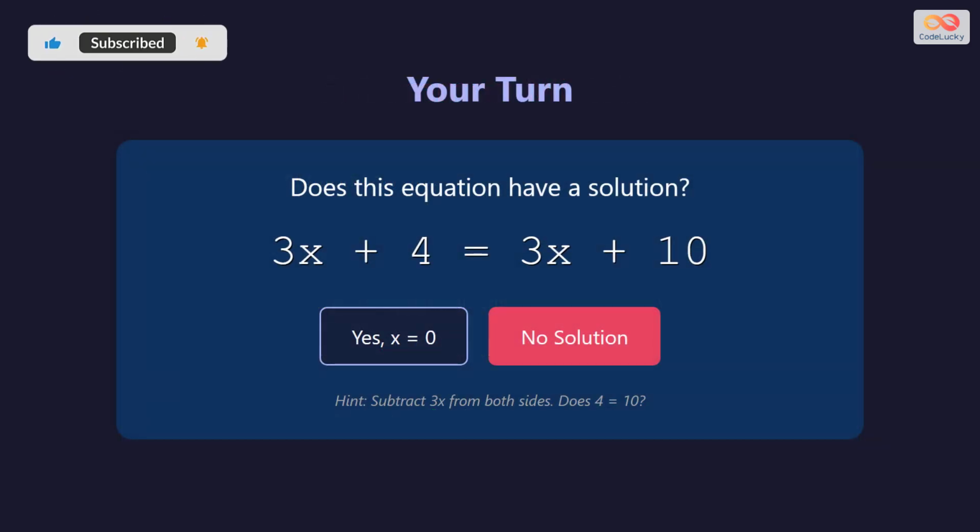Now it is your turn. Look at the equation 3x plus 4 equals 3x plus 10. If you subtract 3x from both sides, what happens? You are left with 4 equals 10, which is false. So the correct answer is no solution.